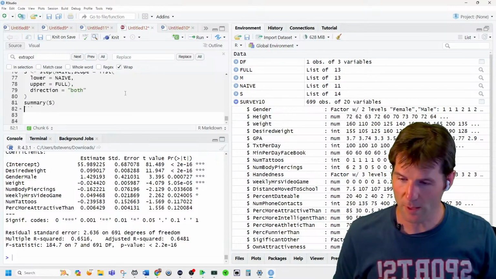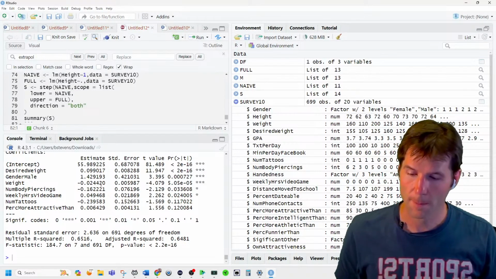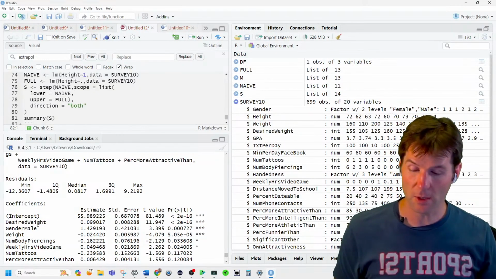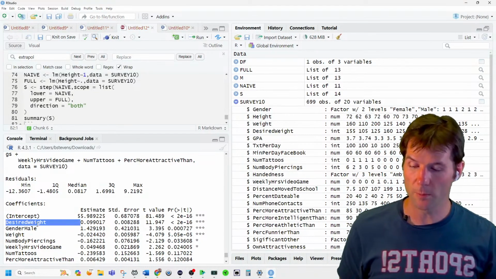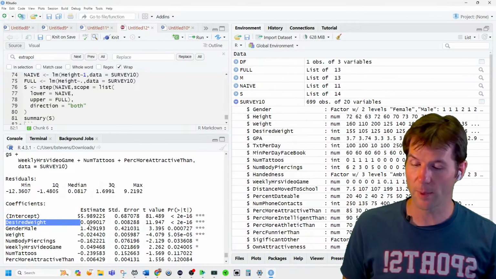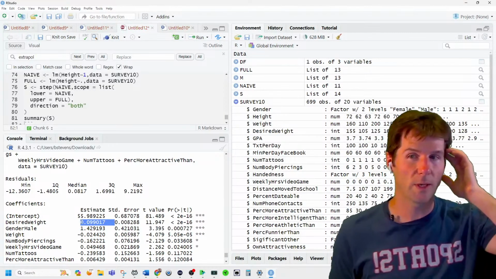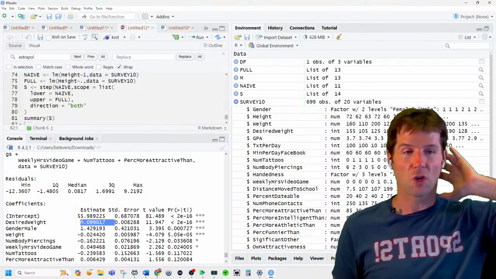Think about this model right here where we're predicting height. So what we have here: 2 individuals who are otherwise identical but differ in their desired weight by 1 pound are expected to differ in their height by 0.1 inches, where the person who wants to weigh more is taller.